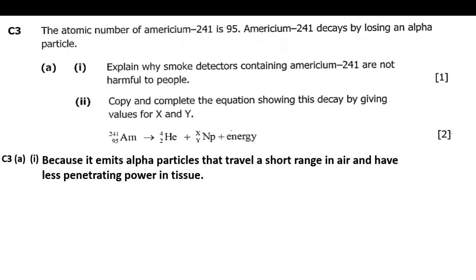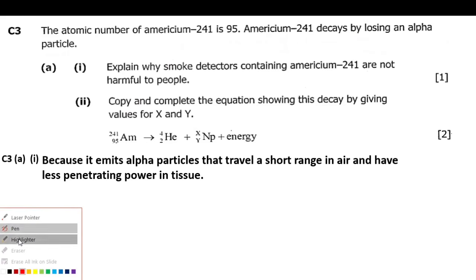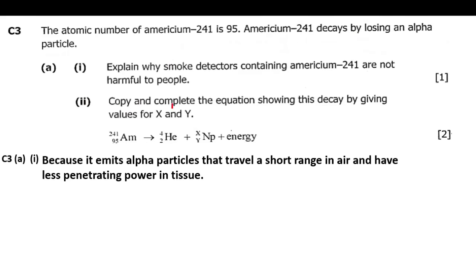Then here, question 2 says copy and complete the equation showing this decay by giving values for x and y. So since this one decays by losing an alpha particle, meaning it decays by alpha. Again, this is what we did. So they were just repeating the same stuff. So if you failed that other part, if you found it hard, then this one will be hard as well, which was really very, very unfair.